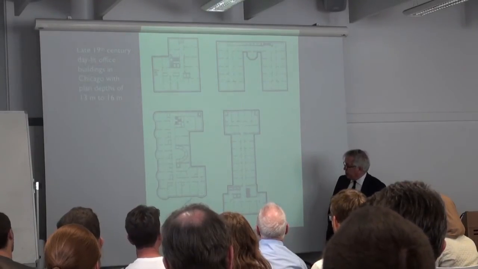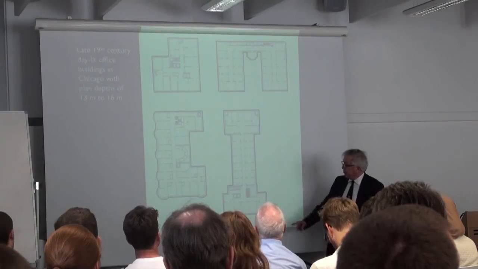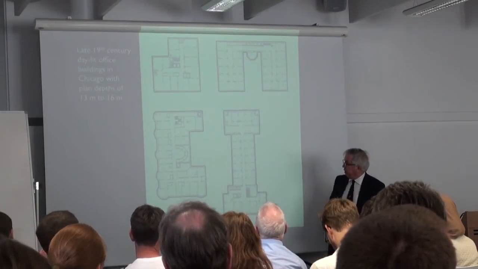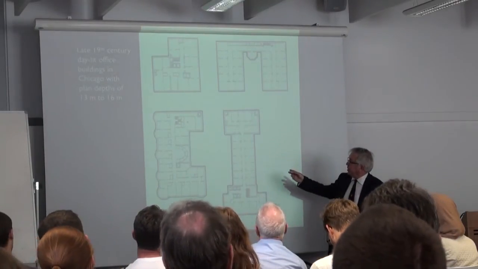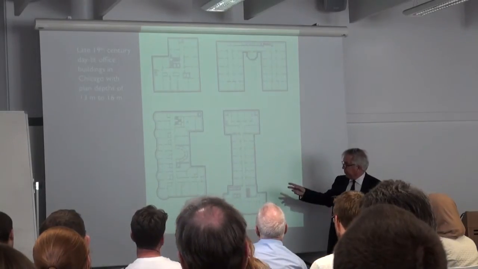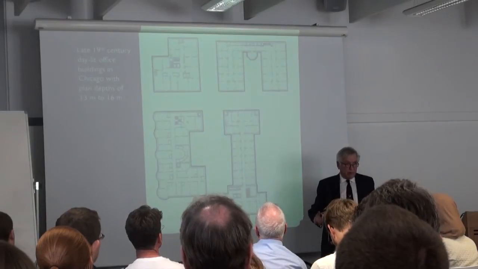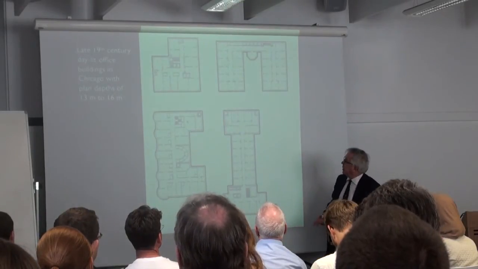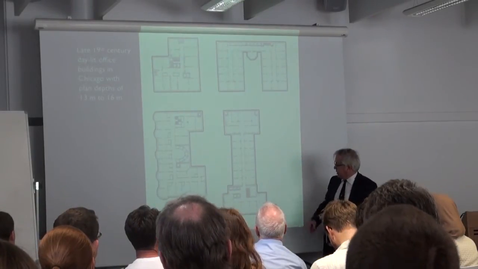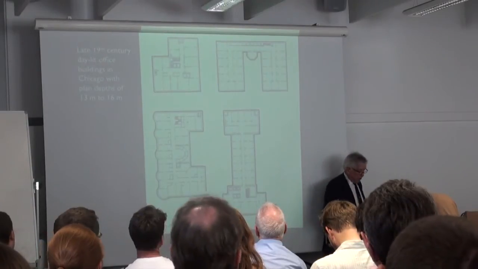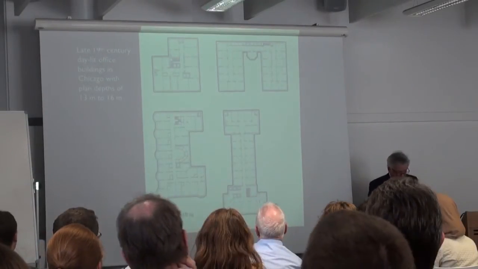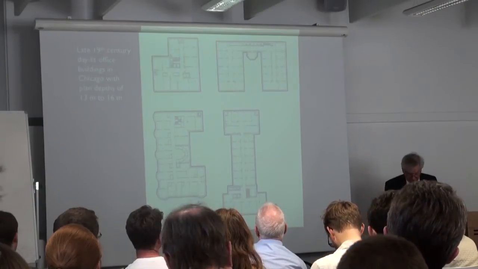Here are some examples. You see from the scale, 10 meters here, that these are buildings that go up to about 16 meters deep, plus 7 plus 7, 14, plus a couple of meters for the central corridor. And this kind of limit was generally preserved even after electric lighting was introduced from the 1890s.